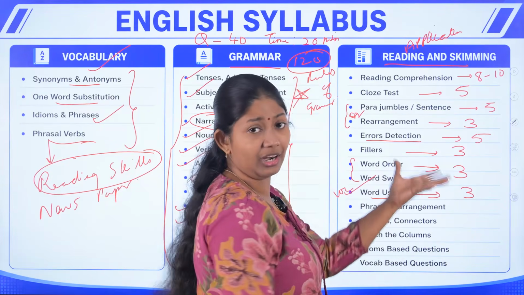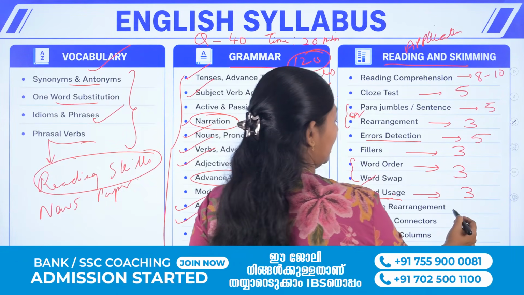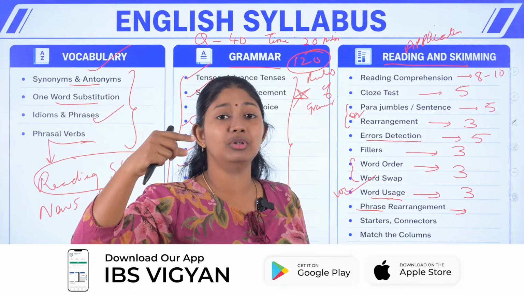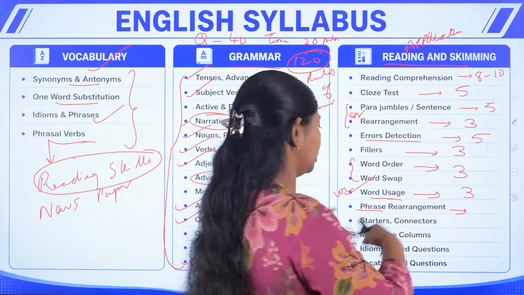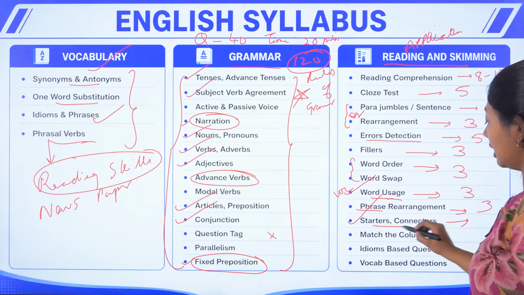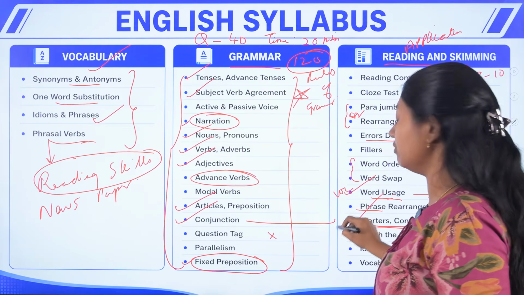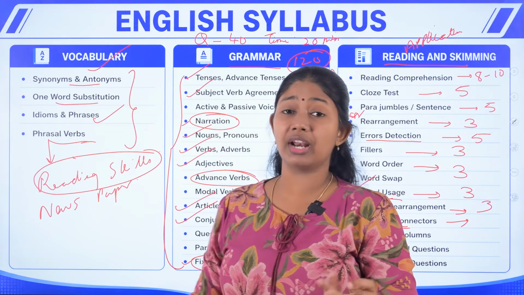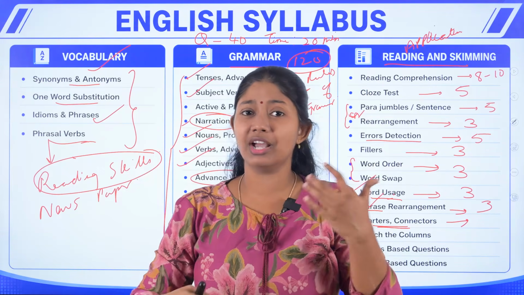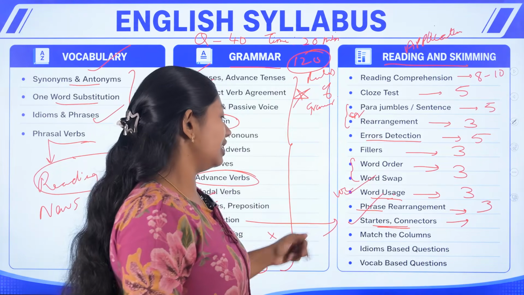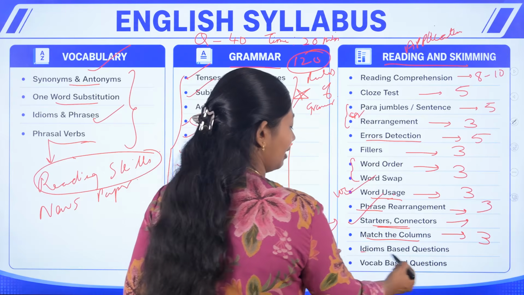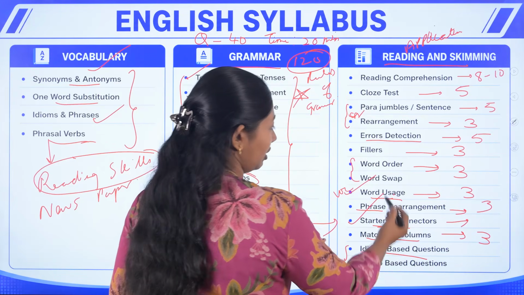These are expected. Around this can be phrase rearrangement. In a sentence, one phrase will be bold and you have to rearrange or change that word. That also can be asked. Then starters and connectors, an application of conjunctions like however, and, but, in lieu of, therefore, although. We have discussed these tricks. Then you have match the column connectors, that also can be 3. Then you have idiom based questions, vocab based, all these will be asked.